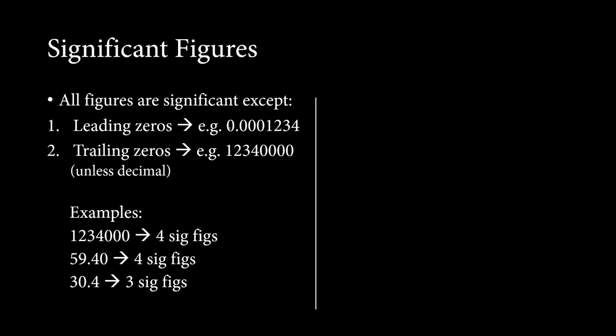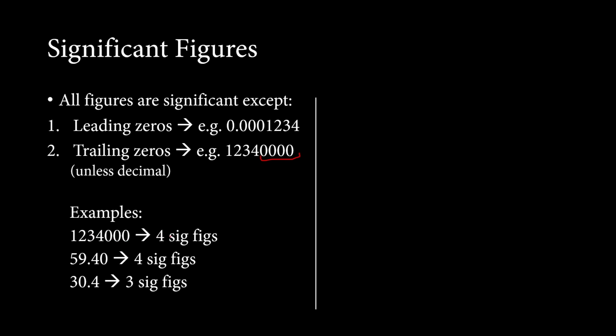So if we look at the example here, 0.0001234 has 4 significant figures because 1, 2, 3, and 4 are significant, but 0.000 are not, and that's because they're leading zeros. Trailing zeros, in the same way, these 4 zeros are insignificant. They're not significant figures. And these 4 numbers in the front, 1, 2, 3, 4, are going to be considered significant figures.